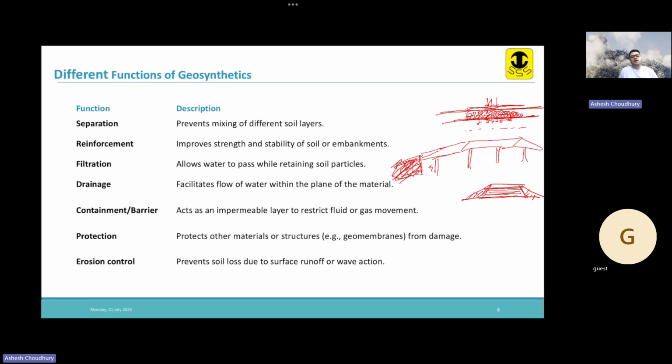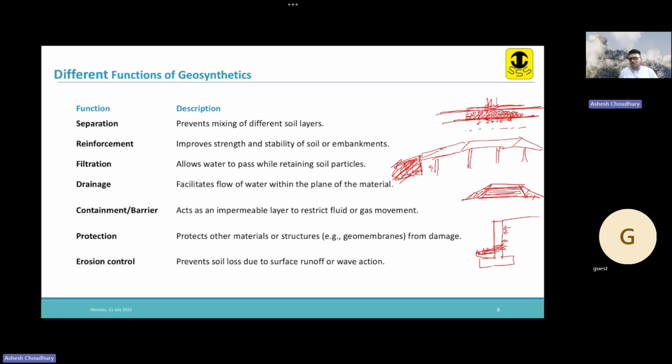Then we have filtration. Filtration means allowing water to pass while retaining soil particles. Now say you have a retaining wall and you have a few weep drains like this, where water drains out. You have the soil here, and we want the water to drain out from the soil when it is wet, because the water pressure is very high. If water is there, it will create a lot of extra lateral pressure on the retaining wall, so the retaining wall might fail. So we want the water to drain out.